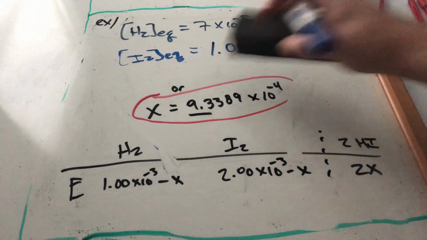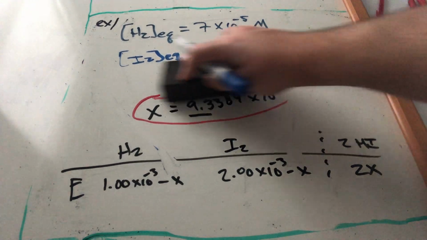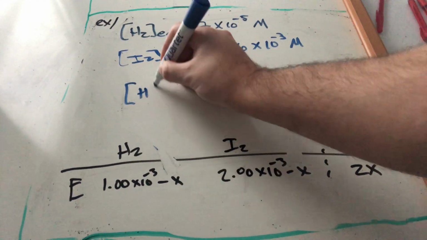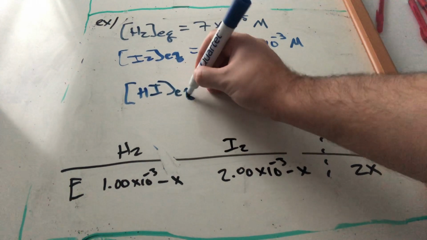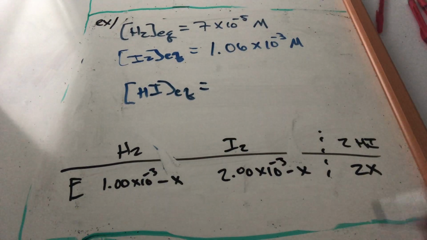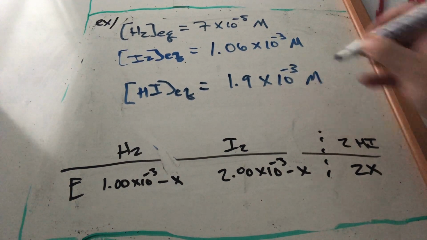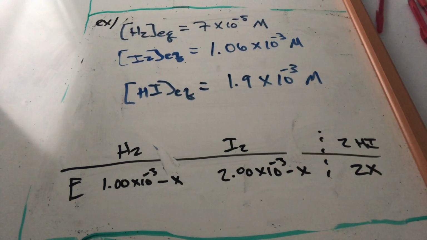And then 2 times this x is what I get for HI. So my HI at equilibrium is going to be 1.9 times 10 to the minus 3 molar. So make sure you can reproduce all this mathematics, get comfortable with use of the quadratic formula.